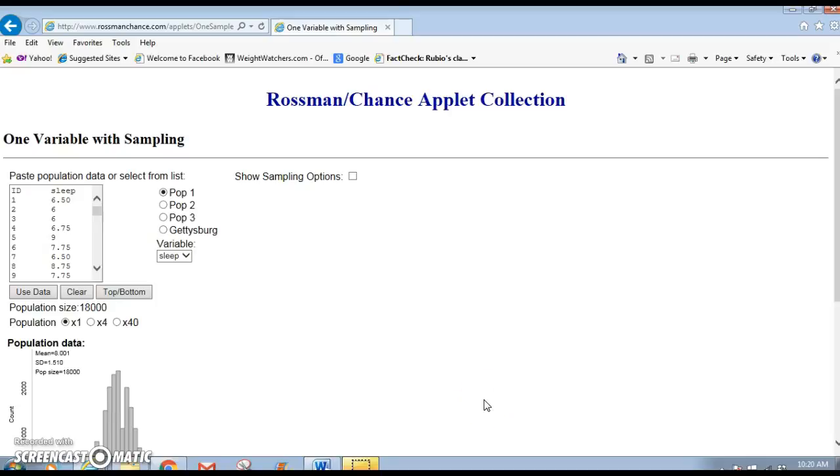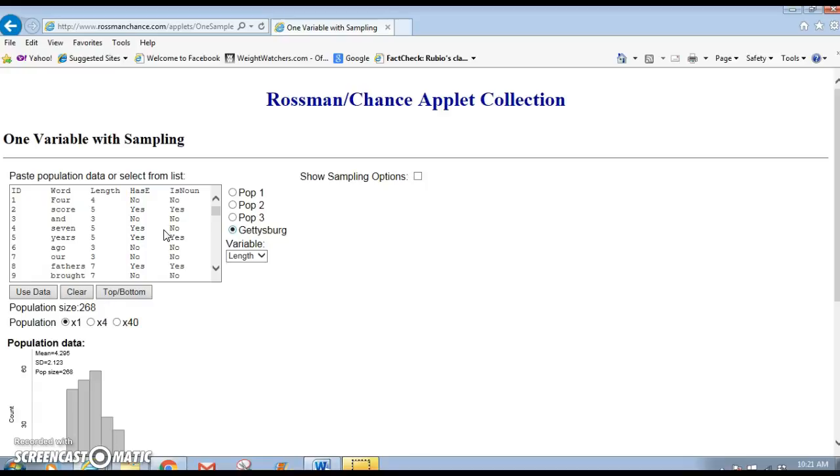When you click the link above the screencast, it will bring you to this Rossmann chance applet for one variable with sampling. This is actually an applet to show the sampling distribution of sample means. So what I want to do is change my data list just to the Gettysburg address. So here's a population. It is the Gettysburg address, and it has the length of each word here.